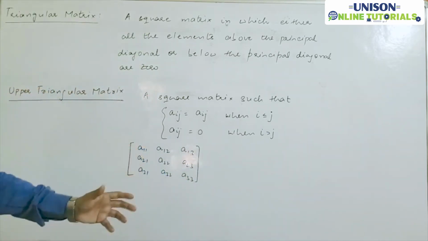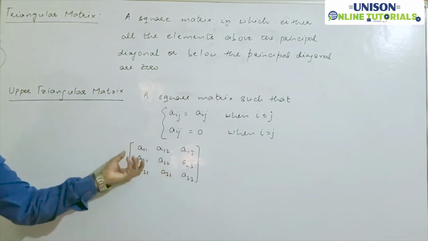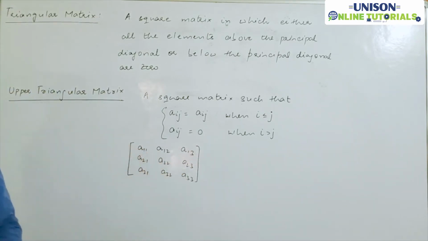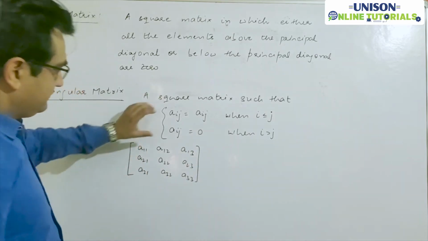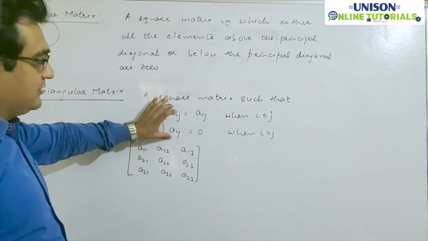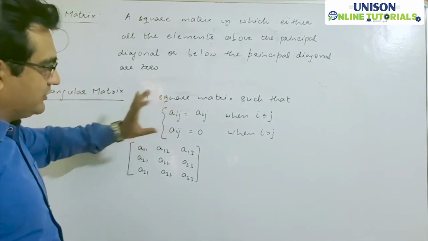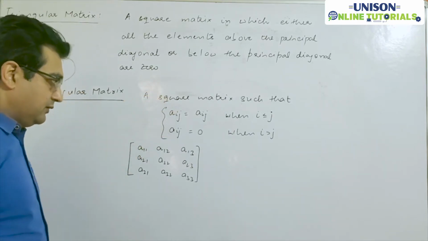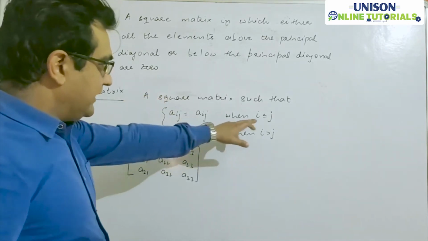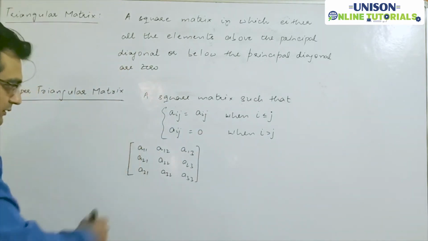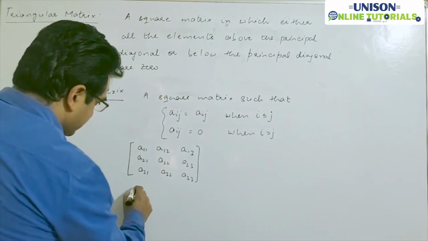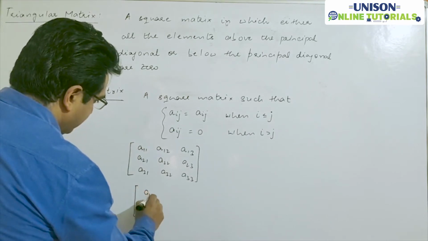This is a general, any square matrix. Take any square matrix. तो भी जनरल स्क्वायर मैट्रिक्स हमने लिया. Now, अब हमने ये रिलेशन, इसमें ये वाला रिलेशन यूज करना है. Aij will remain Aij when i is less than or equal to j. Here i is 1, j is 1. i is equal to j, so it remains A11.